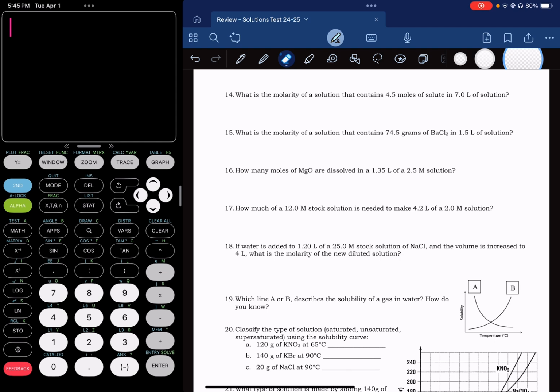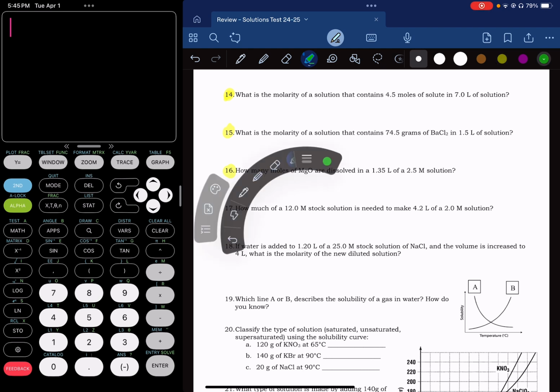Okay, so I promised that I would do some videos with the review, and so I'm going to start with the calculations, because we didn't spend a ton of time reviewing calculations. I really wanted to get to the booklet, and so let's take a look at those. On your test review, you have some calculations here. Number 14, number 15, number 16, and then I'm going to color number 17 and number 18 in a different color because we have two types of calculations.